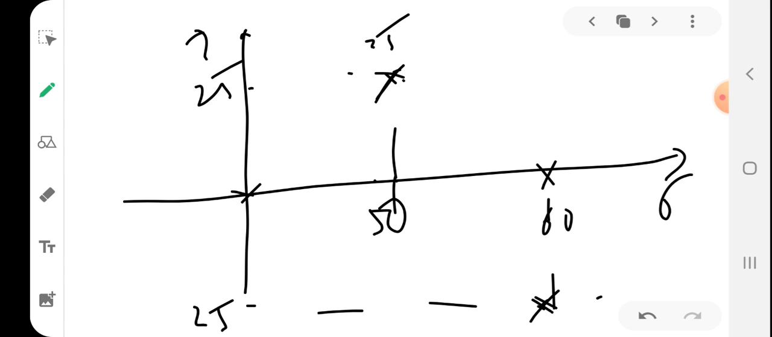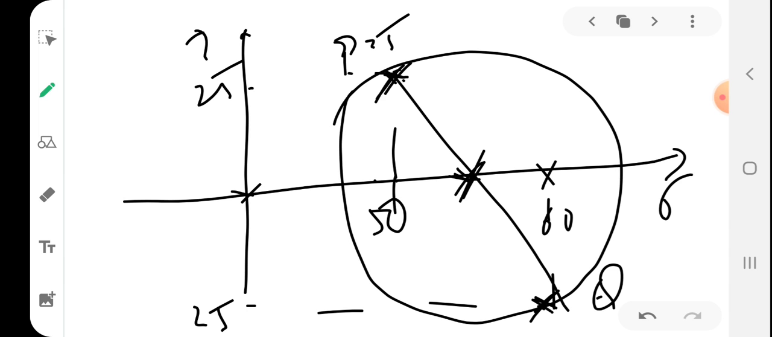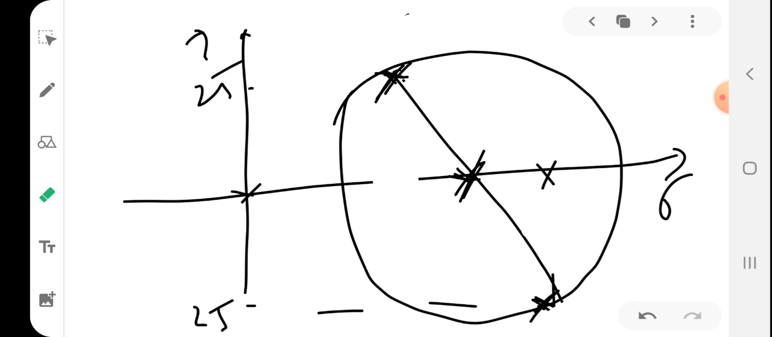Okay, so you got 2 points, you join them, you get the center, right? With this as the center, and if this is P and this is Q, you have to draw a circle. That circle will be your Mohr circle, right? So you got your Mohr circle.